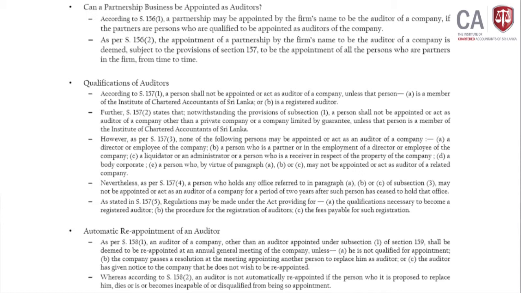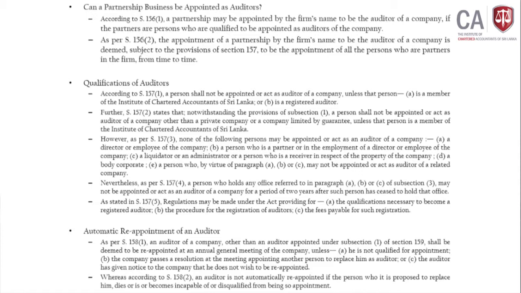Then a liquidator or an administrator or a person who is a receiver in respect of the property of the company. Now, if this company has gone into liquidation, the person acting as the liquidator in the liquidation process cannot be appointed as an auditor. And also, if there is an administrator appointed by the court for a particular company going under winding up or some other matter likewise, such administrator cannot be appointed as an auditor of this company.